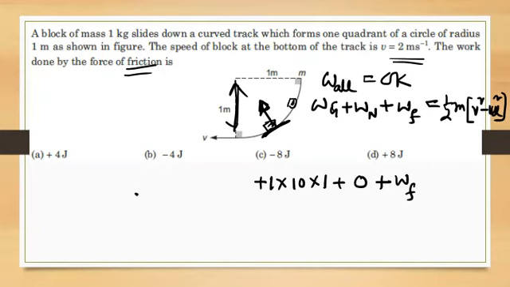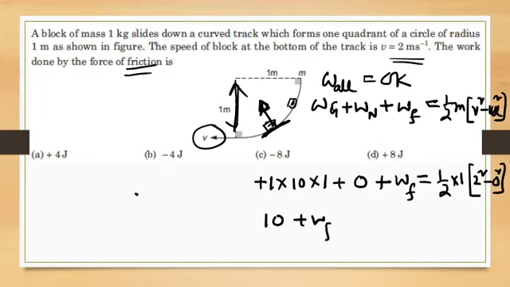Work done by friction, we don't know, we will calculate it, equal to half m, mass is 1 only, and here the velocity is 2 meter per second, and initial velocity was 0 because it is released only. So 1 into 10 into 1, that is 10 only, plus Wf equal to 2 to the 4, 4 by 2 is 2.